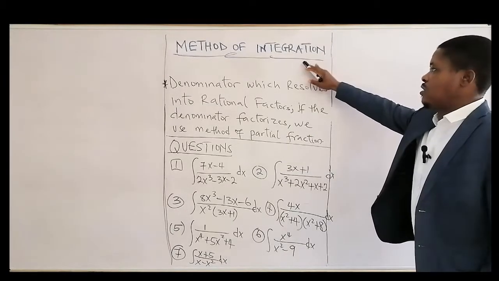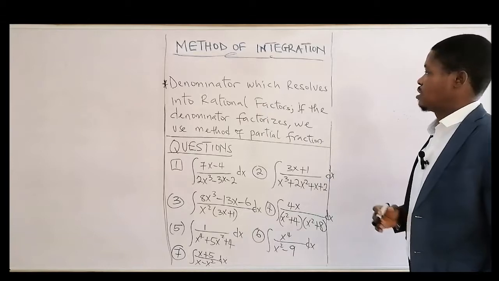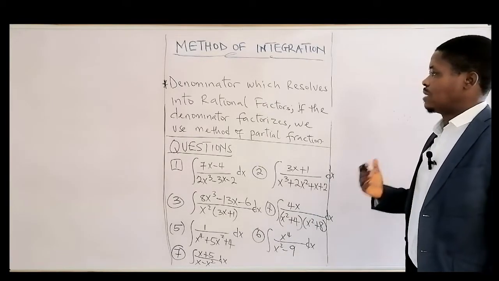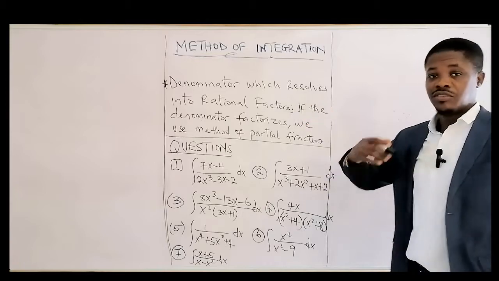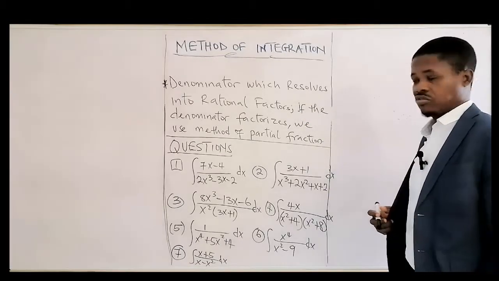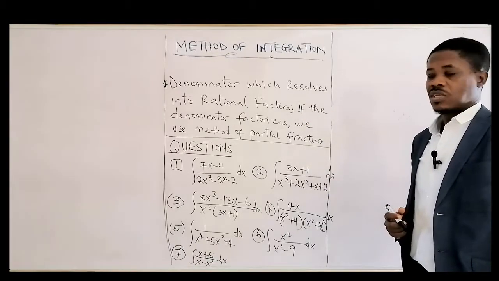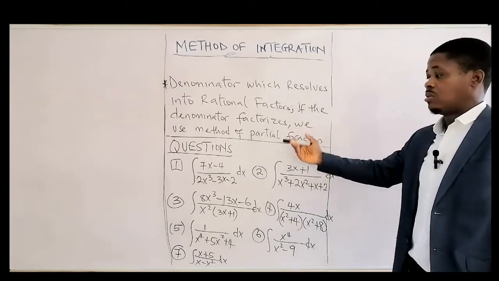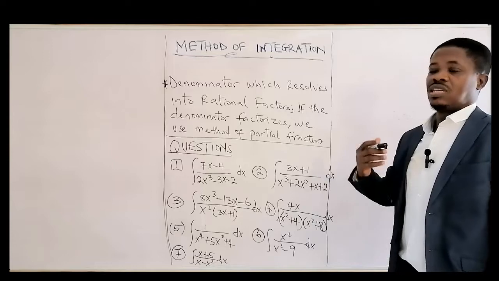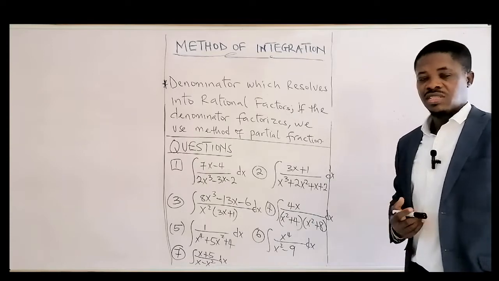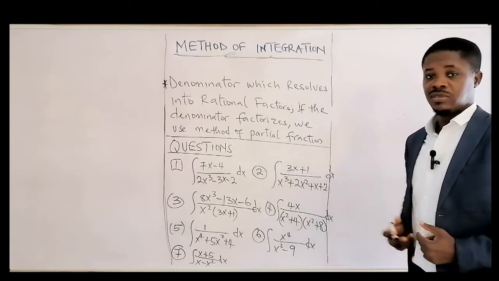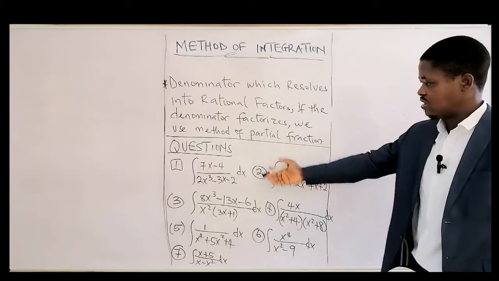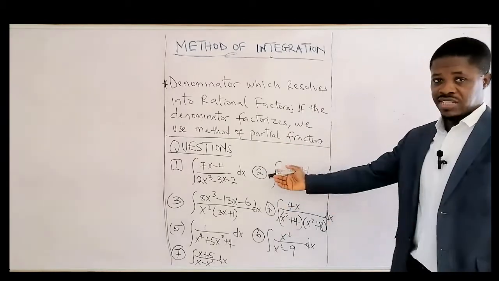Yeah, we are still on the method of integrations, and we are looking at the case whereby the denominator resolves into rational factors. In that case, if the denominator is factorizable, then we use partial fractions as a first step before the integration. So these are the following questions. Let's see how we can do that.